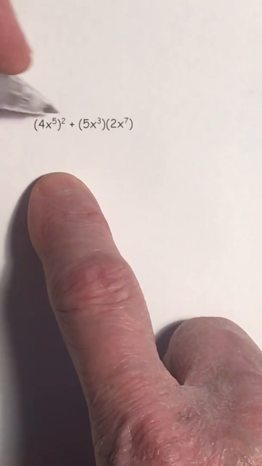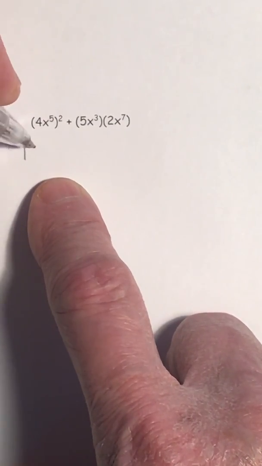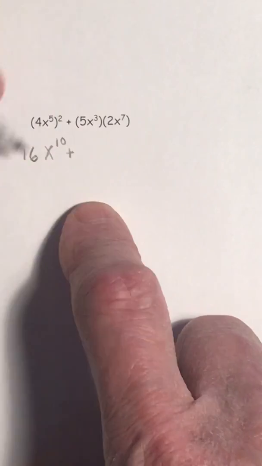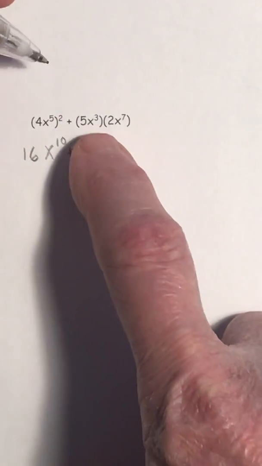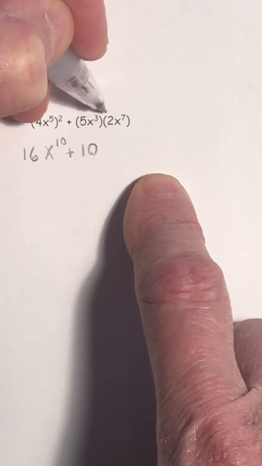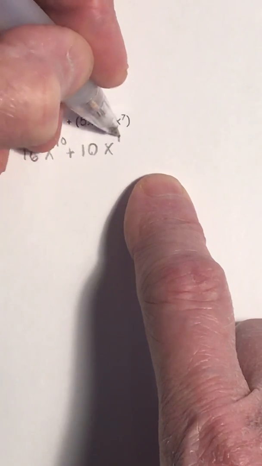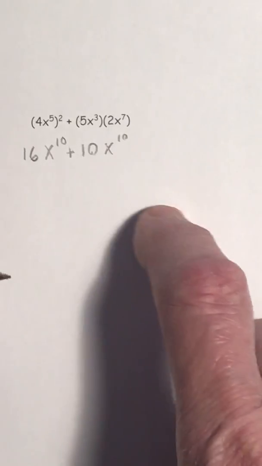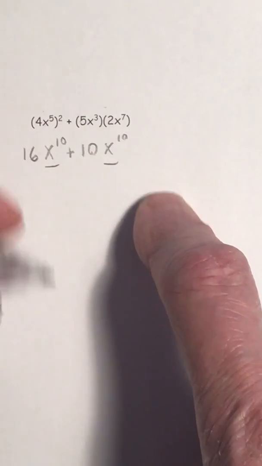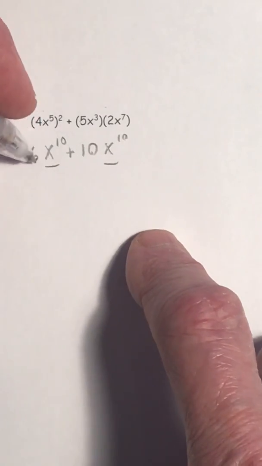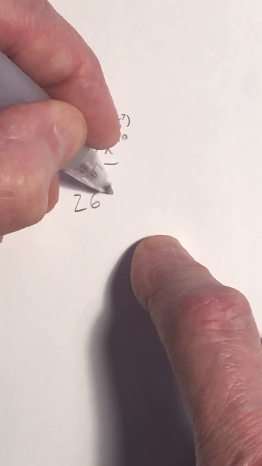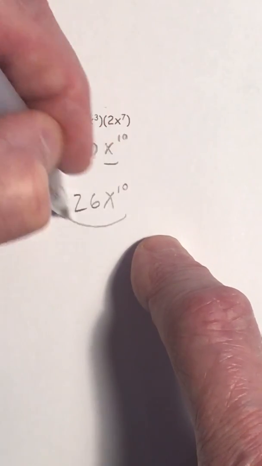So 4 squared, that's 16. And x to the 5th to the 2nd, that makes that x to the 10th. And then over here, there's no outside exponent, so we can go ahead and multiply these together. 5 times 2 makes it 10. And the x to the 3rd times the x to the 7th, that's where we're adding exponents again. And now that we're done simplifying each of these terms, we see same variable, same power. They are like terms. We are allowed to add by adding the coefficients. 16 plus 10, 26 x to the 10th.